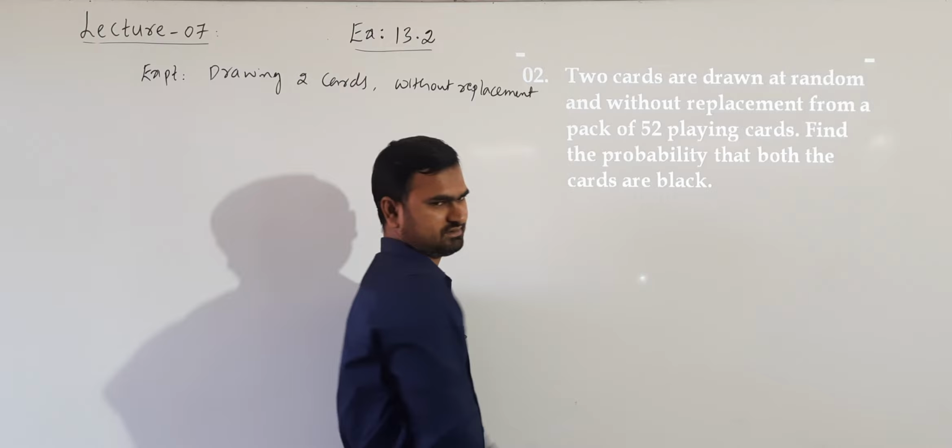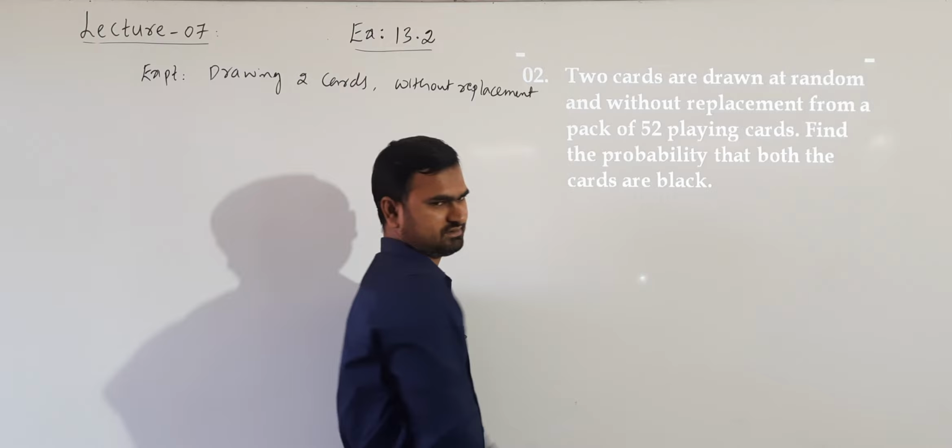See question number 2. 2 cards are drawn at random and without replacement from a pack of 52 playing cards. Find the probability that both the cards are black. So we are drawing 2 cards from pack of 52 cards. Now we are interested in finding the probability that both the cards are black. So one after the other without a replacement. Okay. Condition is we are drawing without a replacement. First one card is drawn. Without replacing, we are drawing one more card. What is the probability that both the cards are black?